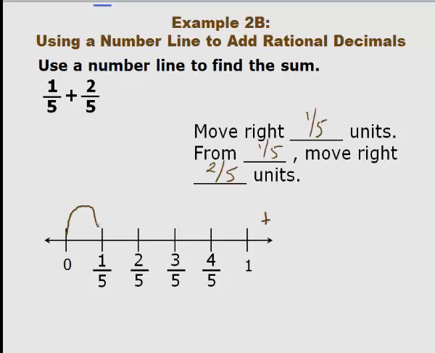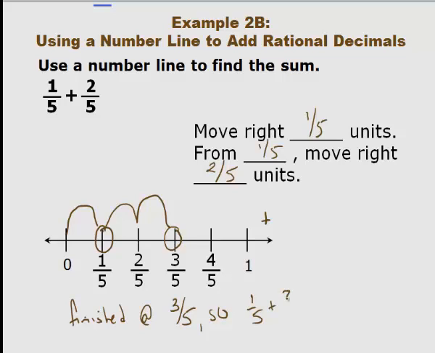So we start at 0 and we go to 1/5. This is our starting point. From 1/5, we're going to go 2/5. So this is our ending point. So we finished at 3/5. So 1/5 plus 2/5 is equal to 3/5.